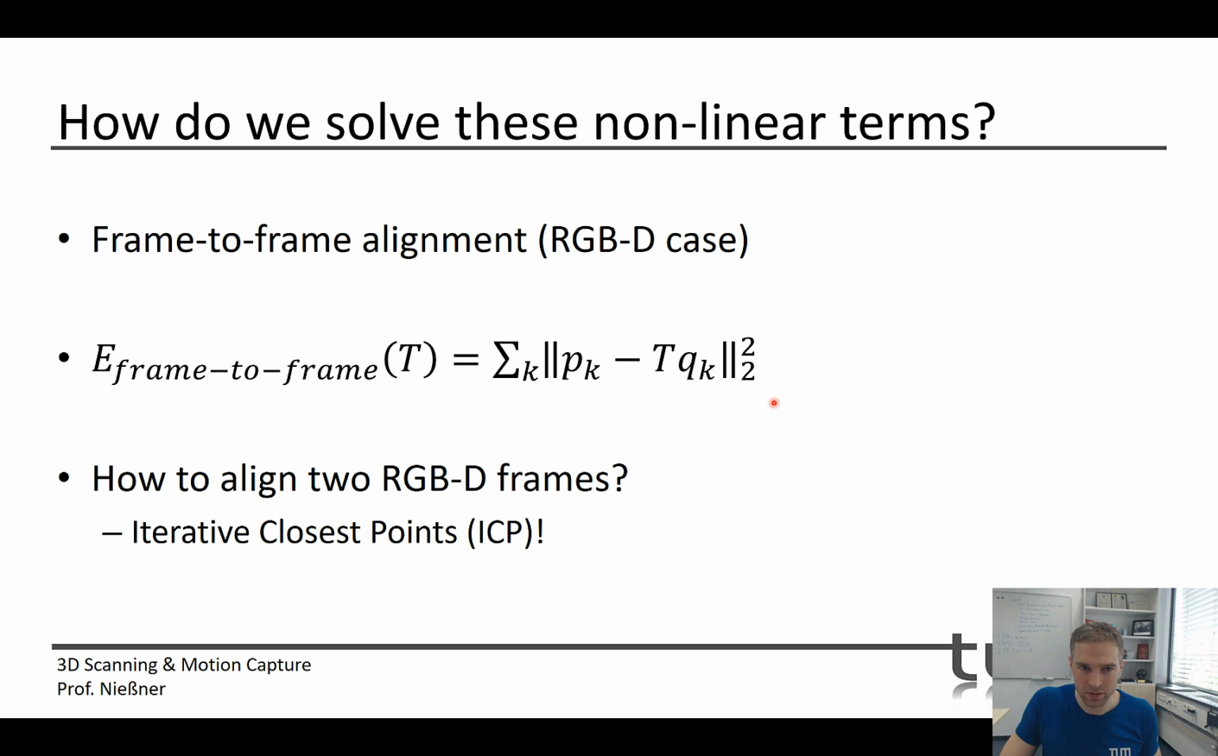First of all, obviously, we have to solve these nonlinear terms. That's one part of the problem, but we also have to establish these correspondences P and Q. And there are a lot of intricate details that we have to talk about. And one of the methods we're going to specifically talk about is ICP.